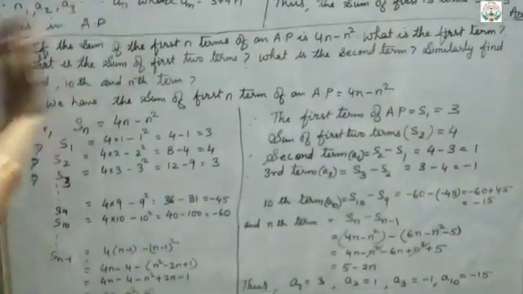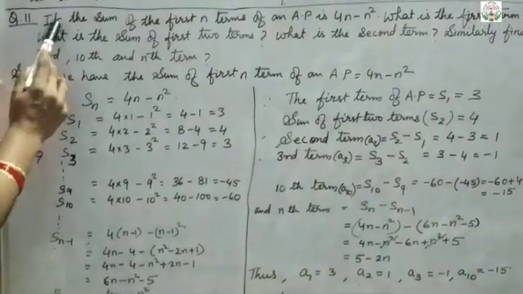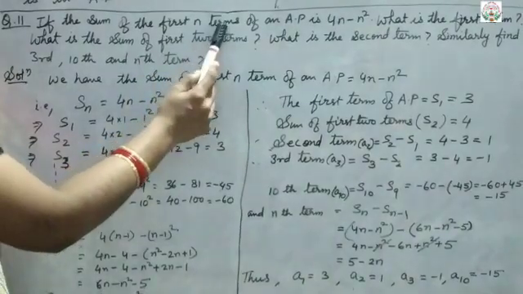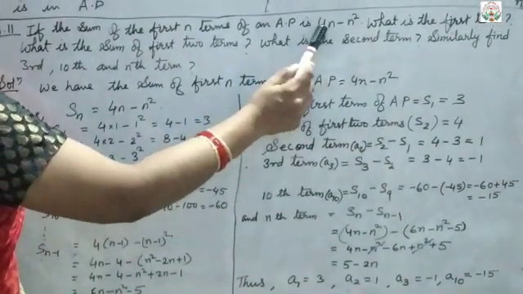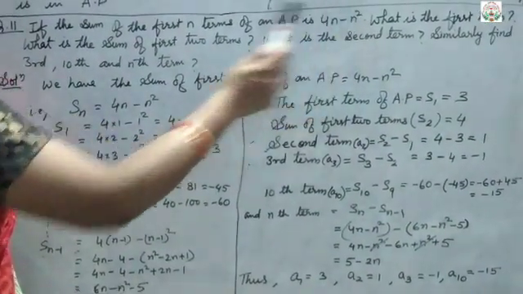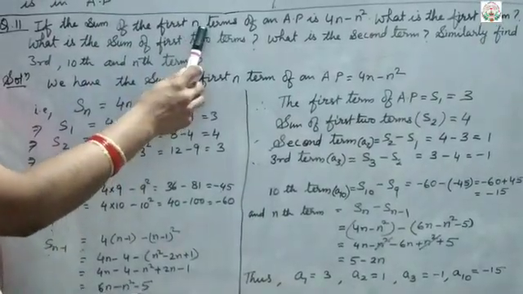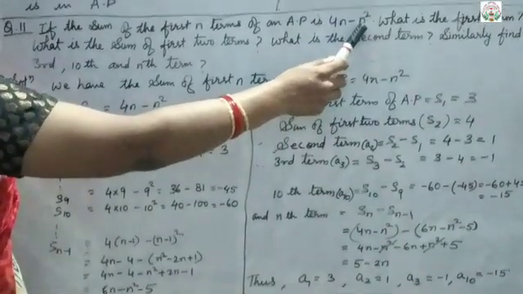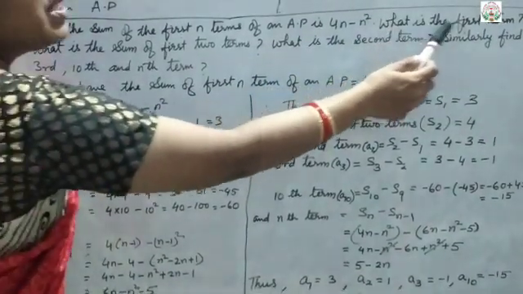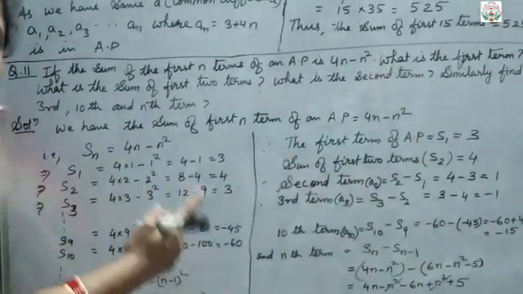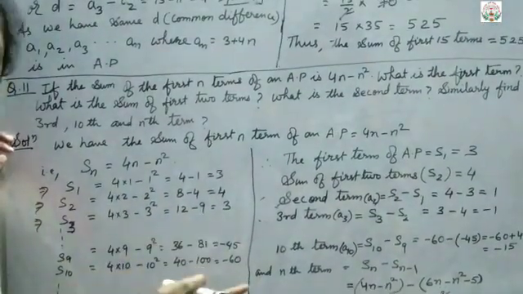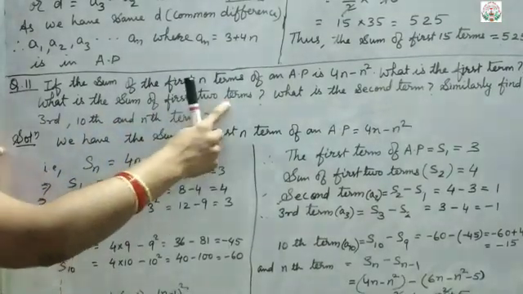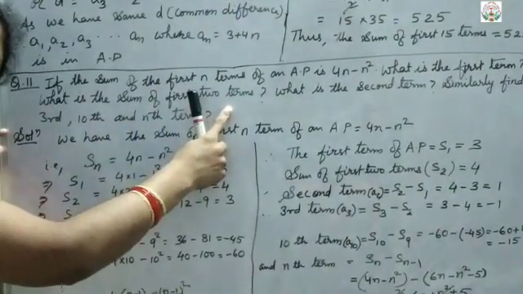Okay, same way. Now the 11th question is: if the sum of the first n terms of an AP is 4n minus n square. Means Sn is given, Sn is 4n minus n square. What is the first term? Means if we find S1, that will be the first term. Then what is the sum of the first two terms? Means S2 we have to find.